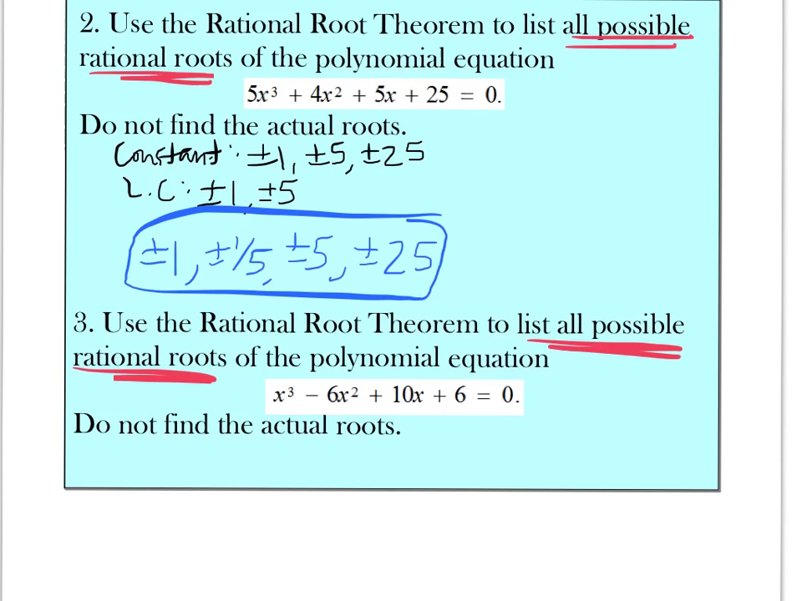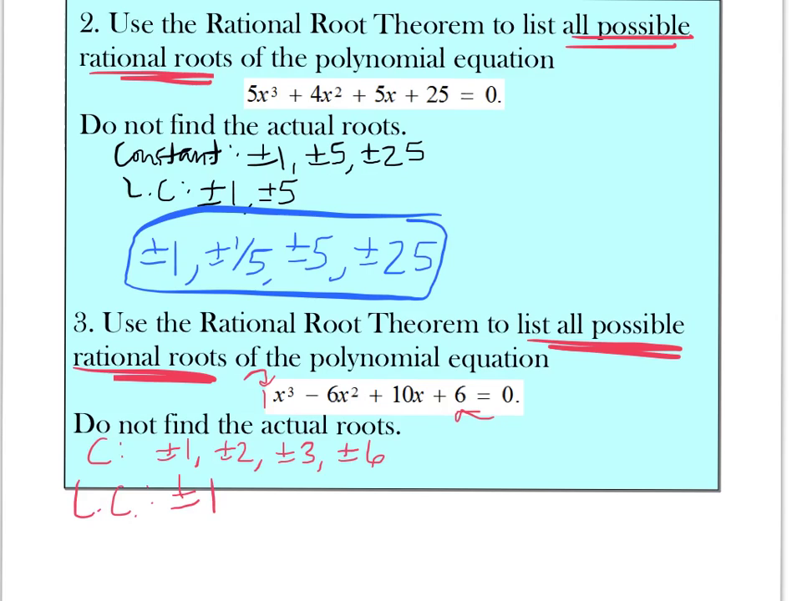When I move on to number 3, same thing again. I have to get the factors of my constant over the factors of my lead coefficient. My constant is 6. My lead coefficient is just 1. So my factors of 6 are plus or minus 1, plus or minus 2, plus or minus 3, and plus or minus 6. That's my constant. My lead coefficient, the factors of 1 are just plus or minus 1.